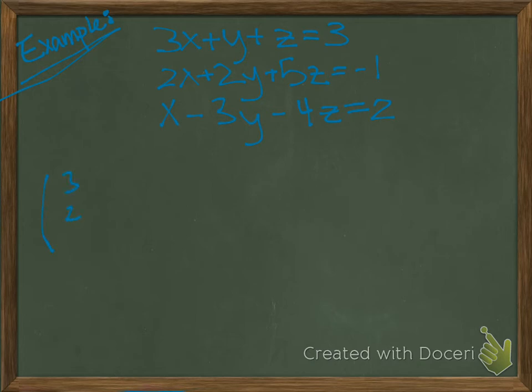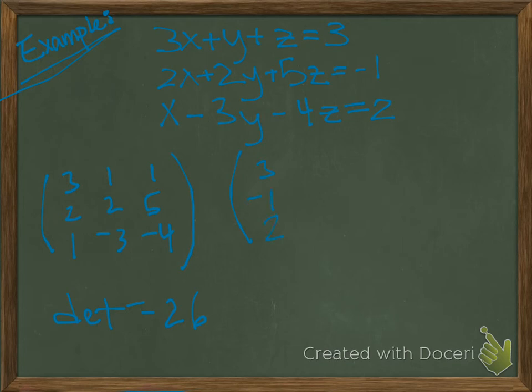3, 2, 1, 1, 2, negative 3, 1, 5, negative 4. I'm actually going to ignore the answer part. So we have this. Find the determinant of that, which is equal to 26. I'm not going to bother doing that because you know how to do it. You could also use a calculator, because there's a nice function to find the determinant of a matrix.